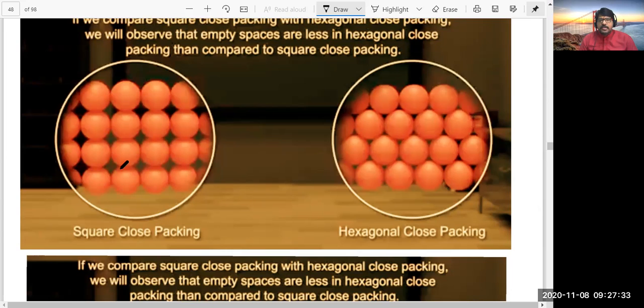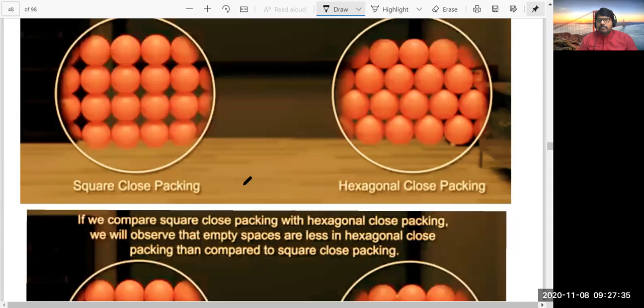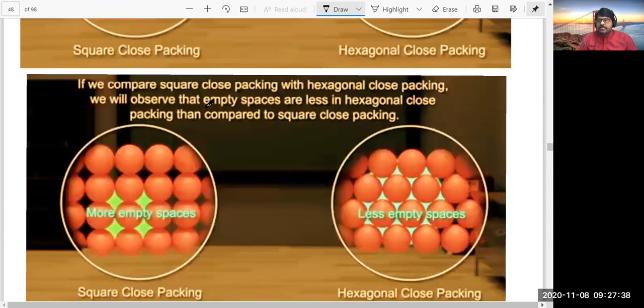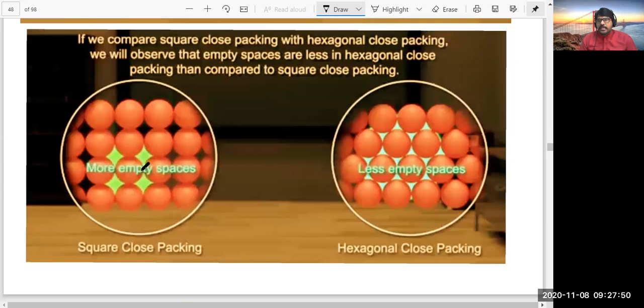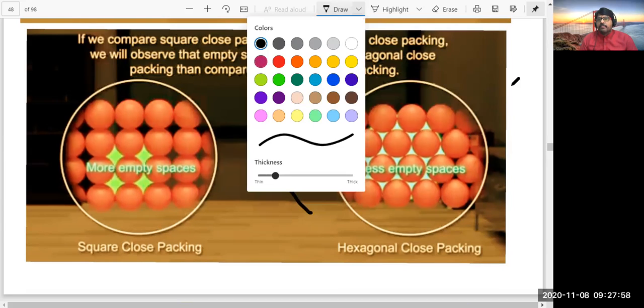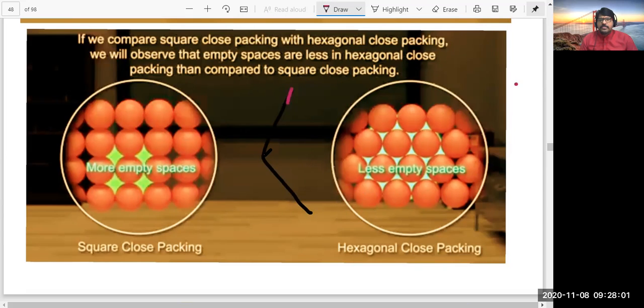If we compare square close packing with hexagonal close packing, we observe that empty spaces are less in hexagonal close packing when compared to square close packing. Based on this diagram, we can simply say, if we compare the packing efficiency of these two structures, without any hesitation we can say that the packing efficiency is more for hexagonal close packing.